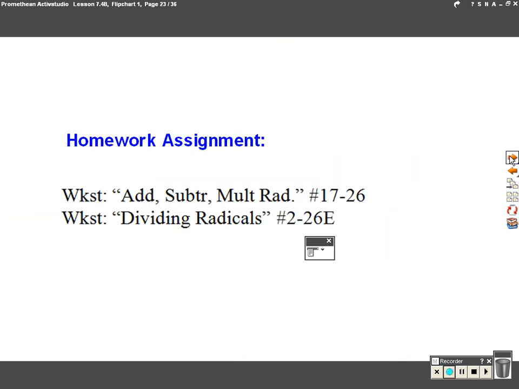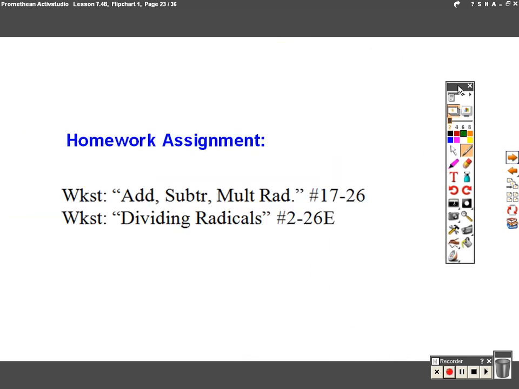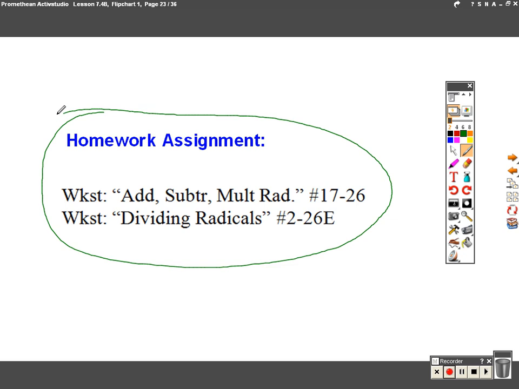And finally, your homework is working out of 2 worksheets. One that we already worked on, 17 through 26 all from that worksheet, and 2 through 26 from dividing radicals, 23 problems total.